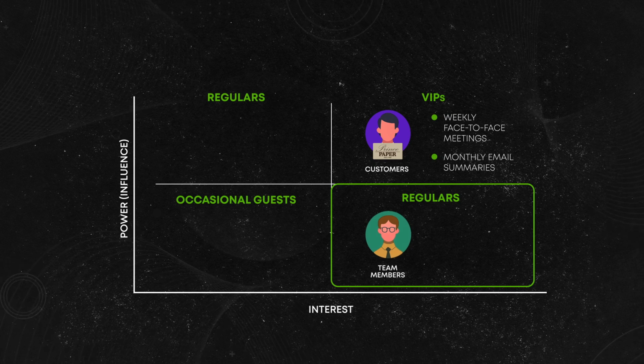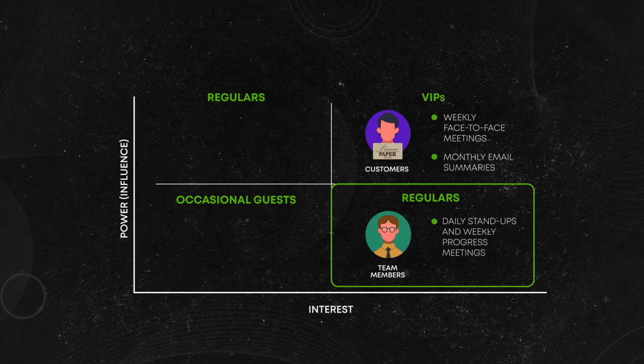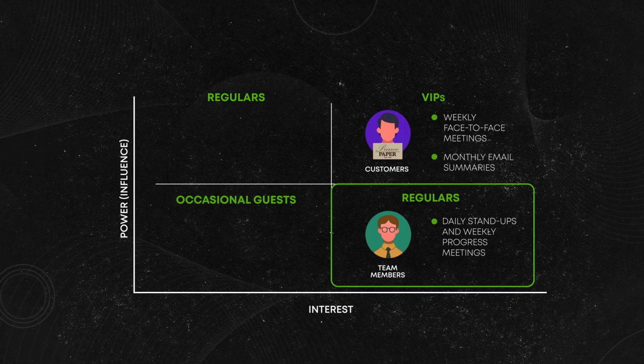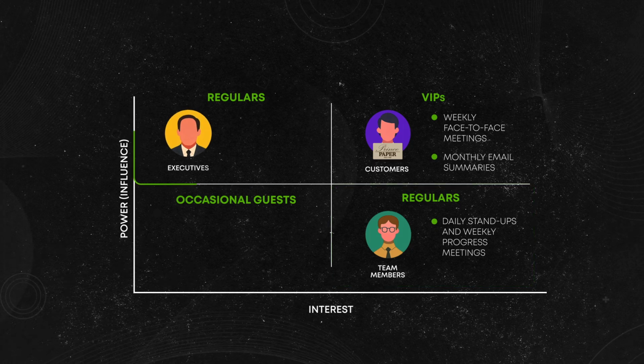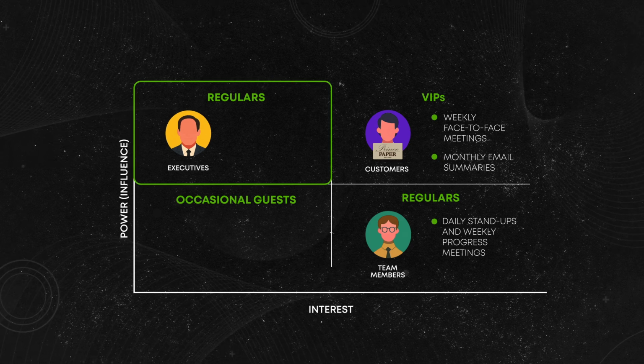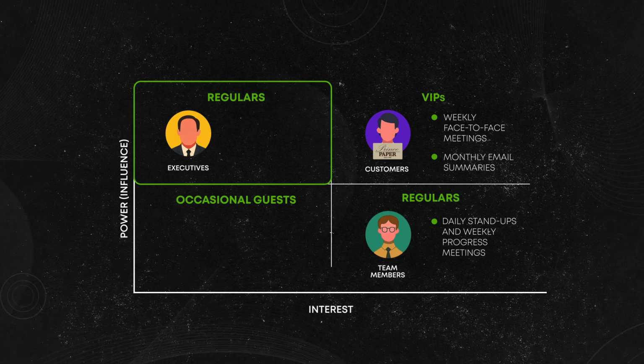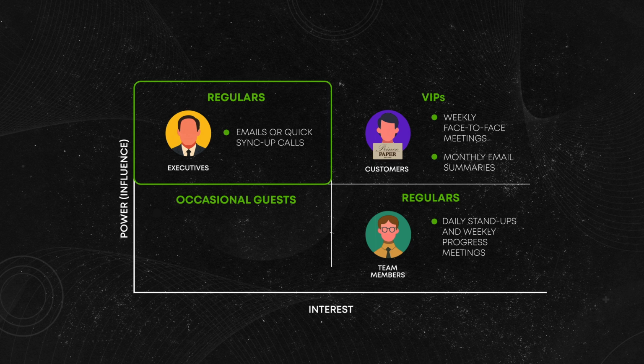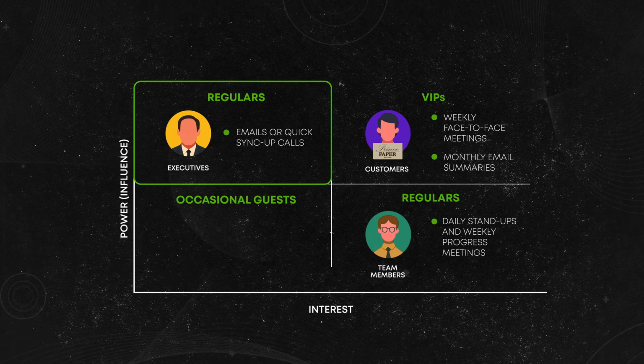Say, for team members who are integral to daily operations, plan regular and structured interactions such as daily stand-ups and weekly progress meetings. This ensures everyone is on the same page and can voice concerns or share updates in real time. Executives, who are often of the high-impact, low-interest type, usually have too much on their plates, so scheduled updates and occasional check-ins might do the trick. These can be through emails or quick sync-up calls, just enough to keep them in the loop without overwhelming them with information.